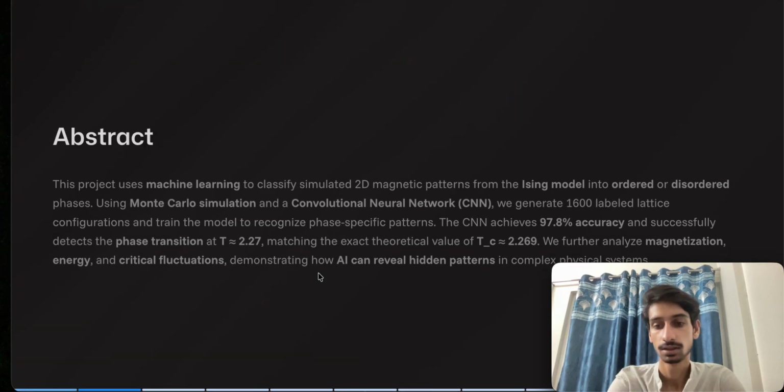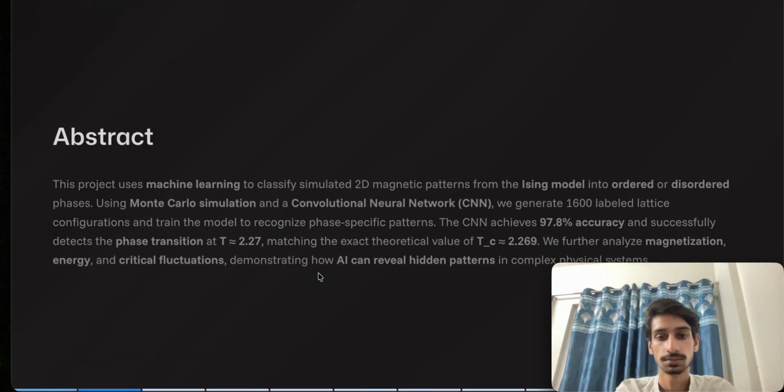This project uses machine learning to classify simulated 2D magnetic patterns from the Ising model into ordered or disordered phases. The 2D Ising model is like a miniature universe of tiny magnets on a 32 by 32 grid. Think of it as a magnetic chessboard. Each square has a spin up or a spin down.